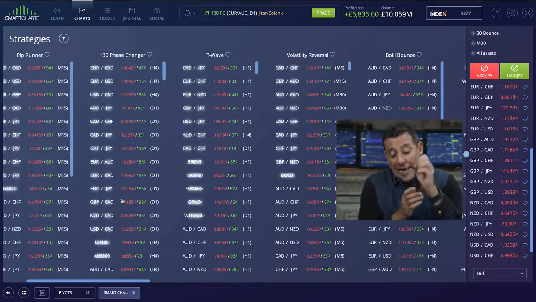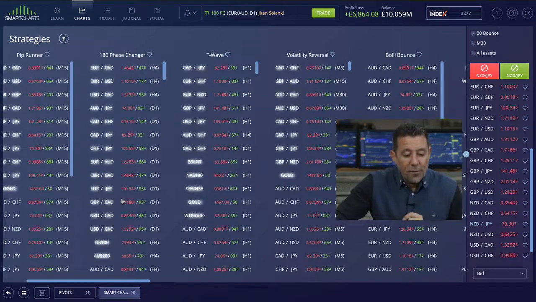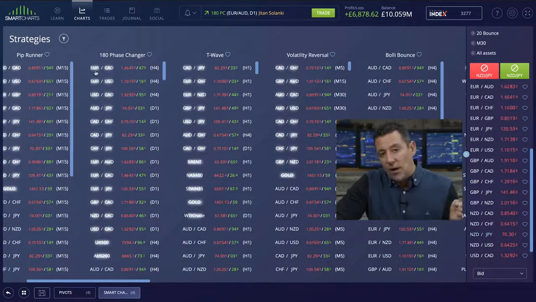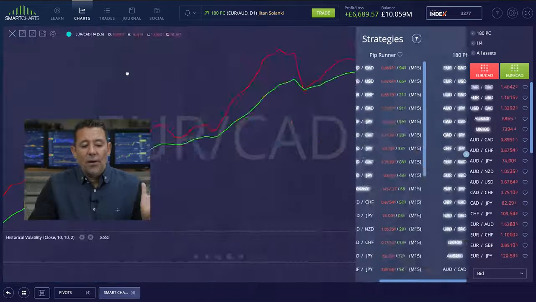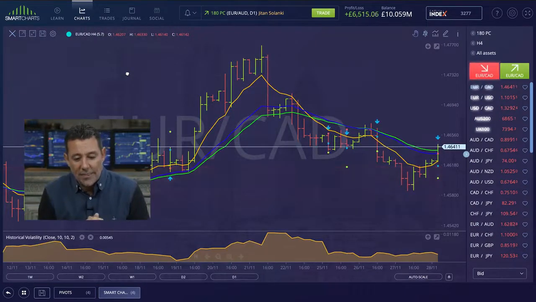So your best bet, if you will, or your currency pair most closely matching this strategy in today's example on a 4-hour chart here is the euro against the Canadian dollar. So let's click on that and it'll bring up the chart of the euro against the Canadian dollar.